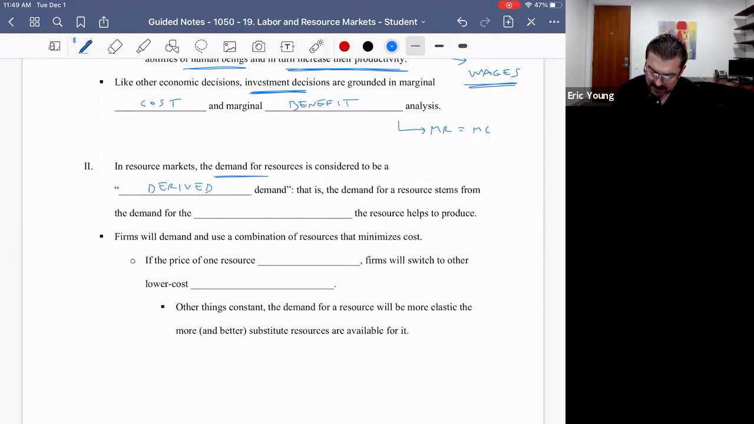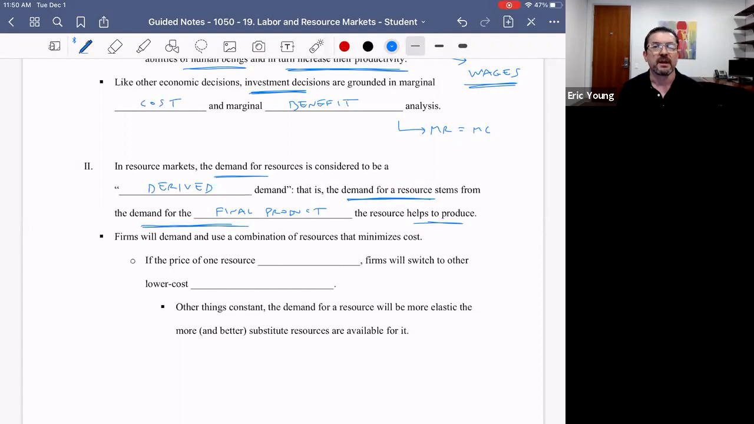And what this means is that the demand for any resource doesn't exist in a vacuum, okay? Instead, the demand for any resource stems directly from the demand for the final product that the resource helps produce. Okay, let's say that again. Derived demand implies that the demand for a resource stems from the demand for the final product, for the final good or service that the resource helps to produce.